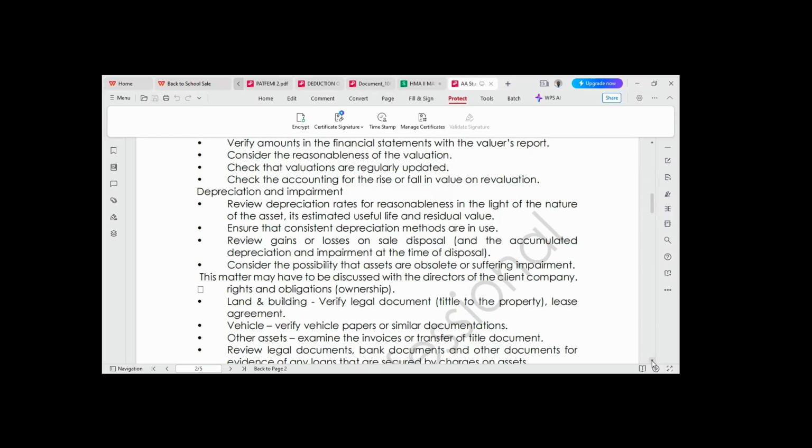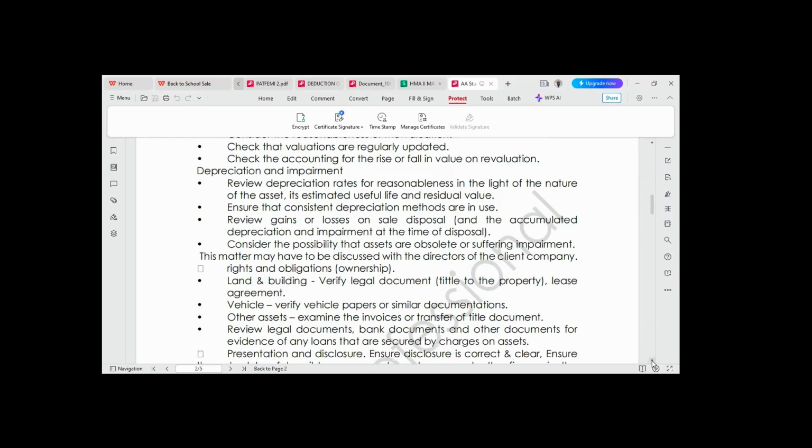Sometimes you might have been able to use this asset because of the kind of relationship or agreement that exists between the client and the owner of that asset. Okay, you also want to review those documents. Then also you will review legal documents, bank documents, and other documents for evidence of loans that are secured by charges on assets.